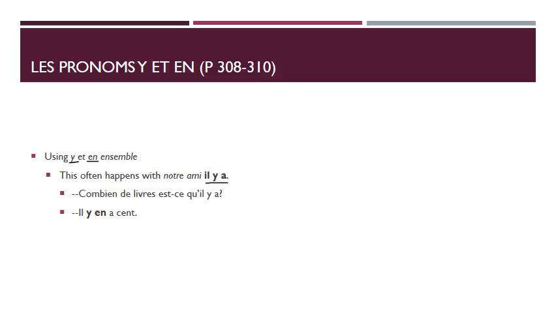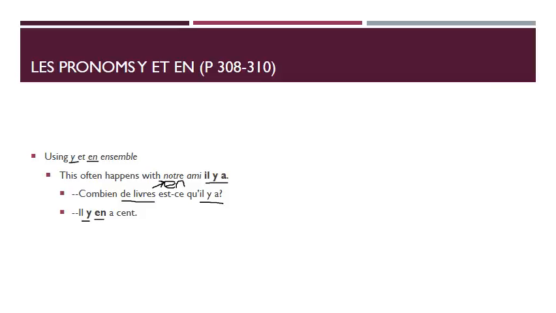So, a quick example. Combien de livres est-ce qu'il y a? So, combien de livres est-ce qu'il y a? How many books are there? Obviously, we've got il y a here. We have combien de livres. De livres is going to become what word? Yeah, you guessed it. You knew it was going to happen. And what you could do is you put y first and en second. So, il y en a 100. There are 100. We got a lot of books here.